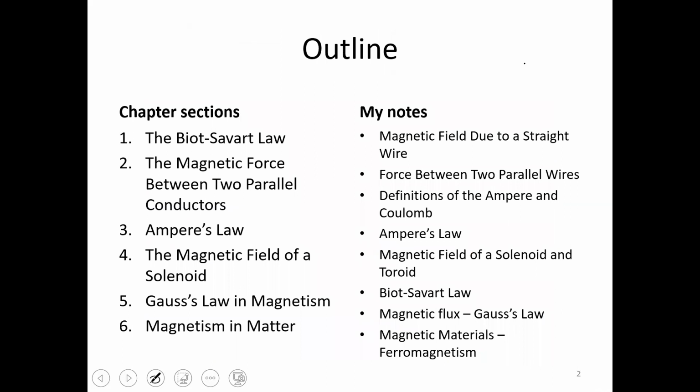So for an outline, your chapter actually starts out right away with the Biot-Savart law, but my notes start out with some more experimental results and then eventually get to the Biot-Savart law. I talk about Ampere's law in my notes before you're going to get to Ampere's law in your chapter, and we talk about Gauss's law on magnetism and also magnetism in matter in this chapter.